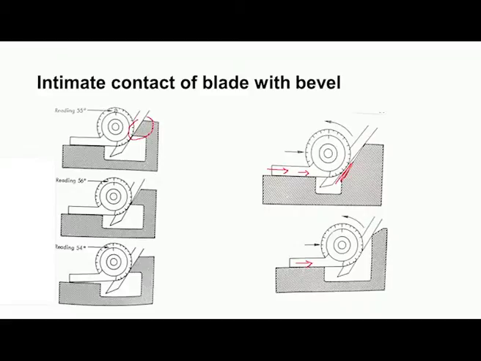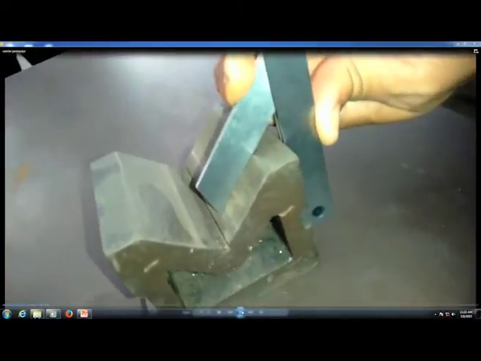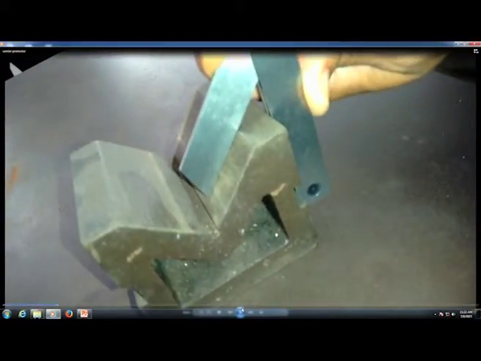Now, we will conduct a simple experiment to learn how to use a protractor. Now, you can see here I am using a bevel protractor with vernier, and this is the workpiece. The V block is the workpiece, and I want to measure the inclination angle between this particular surface and this surface.